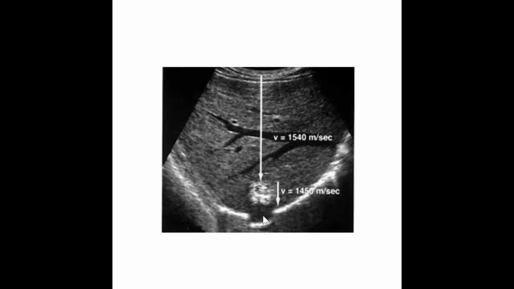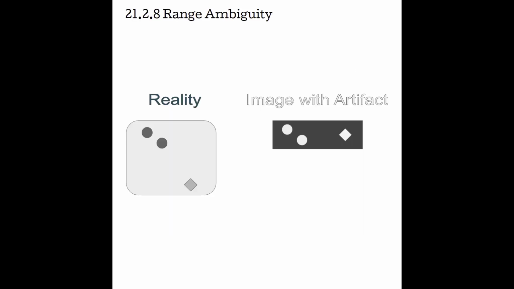So the diaphragm is not broken. It doesn't actually have this little chunk that should be hanging down. It's because the speed through the medium was a little bit slower and the machine timed that to be a little bit deeper. Now, range ambiguity is very similar to aliasing in Doppler, but in the 2D image.